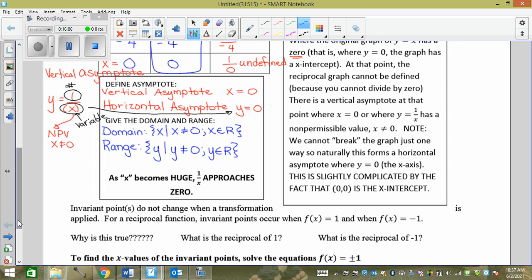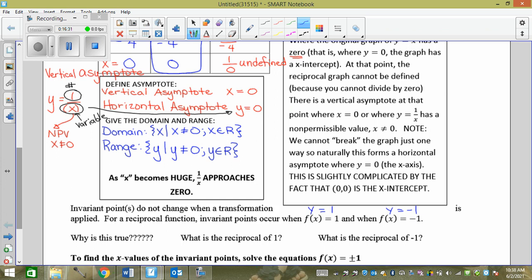Now the other thing to note is invariant points do not change when a transformation is applied. So for a reciprocal function, invariant points are ones that do not change. They occur when f of x equals 1 and f of x equals negative 1, which is the same as saying y equals 1 and y equals negative 1. Why do those points not change when y equals 1 and y equals negative 1?